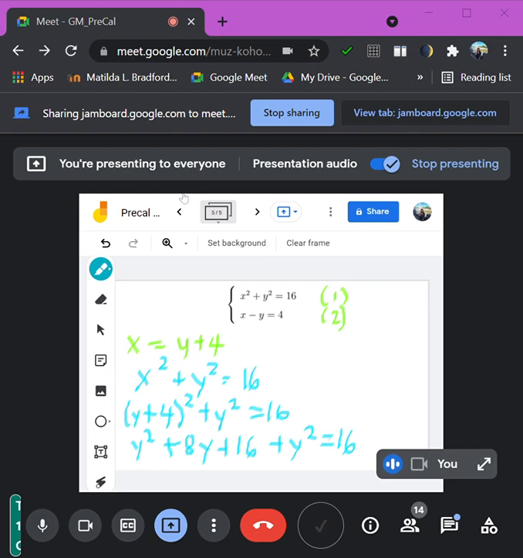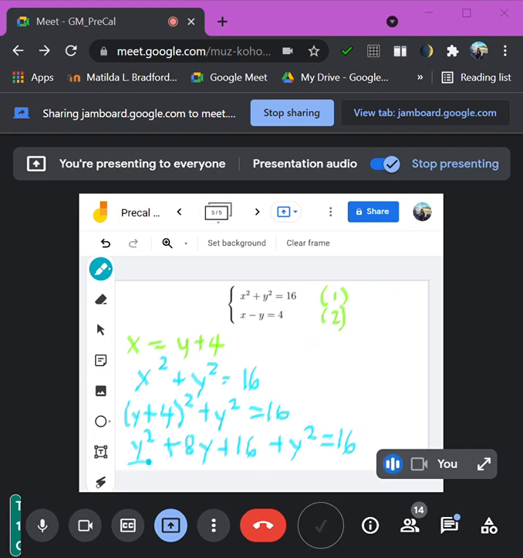Okay. If you don't want to use the FOIL method, but if you do use the FOIL method, you get the same answer. Y plus 4 and then times y plus 4, that is y squared plus 8y plus 16. And then copy y squared is equals to 16. And then this time, you can combine like terms.